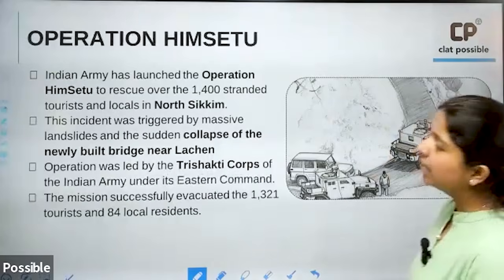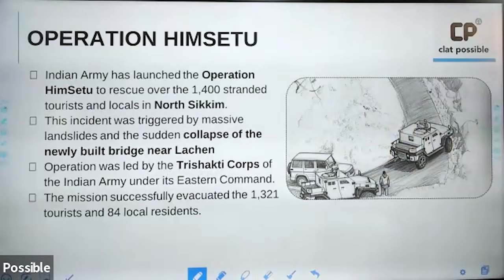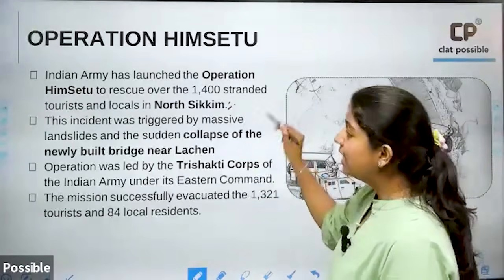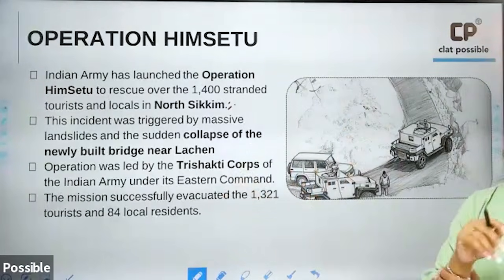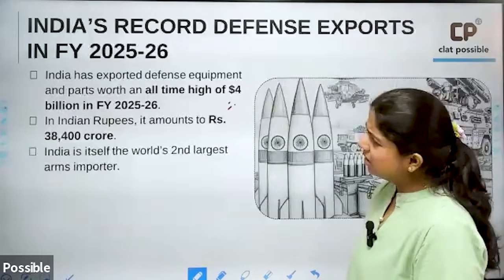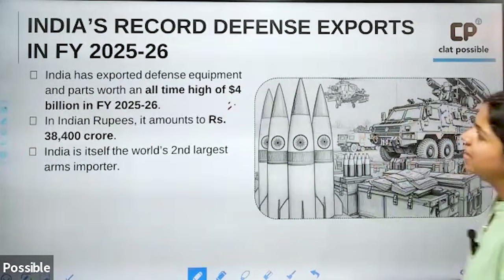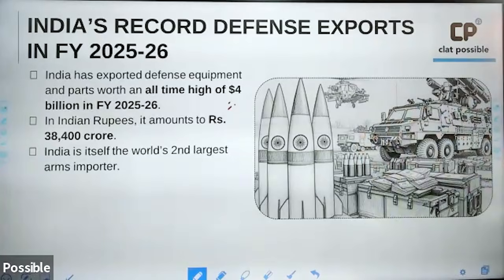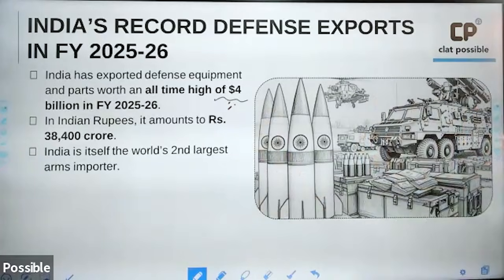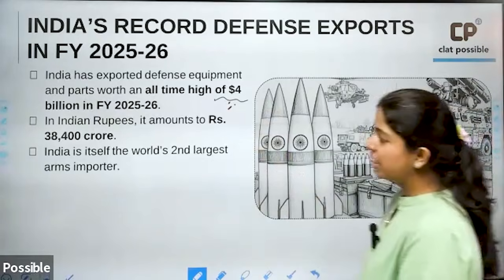Then coming to the next one, defense. Operation Himsetu was launched by the Indian Army to basically rescue people from North Sikkim after major landslides. All right. So do remember this. Only the name and the region is important. Then India has undertaken record defense exports this year, exporting a total of $4 billion in defense exports to other countries.